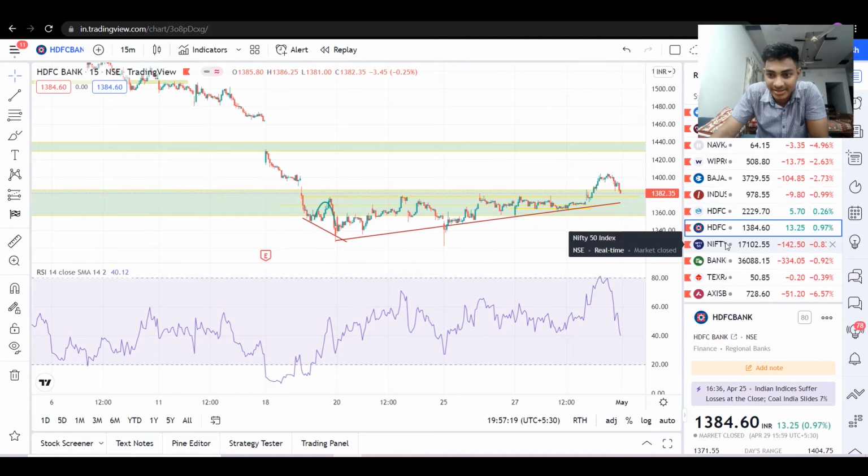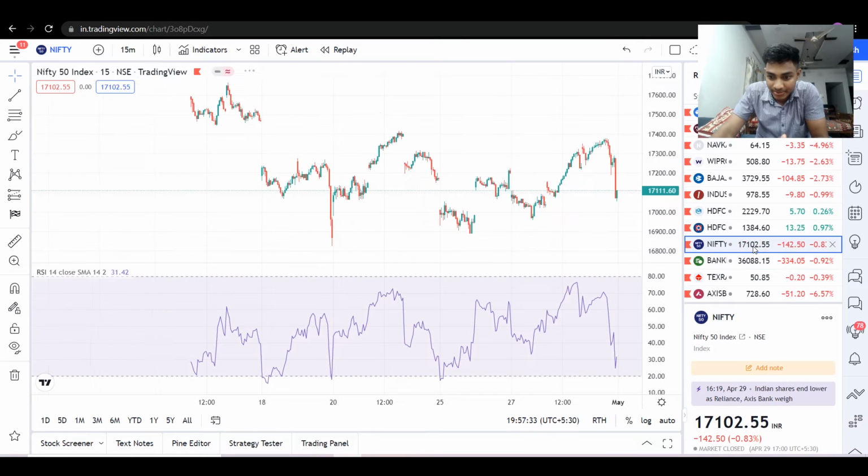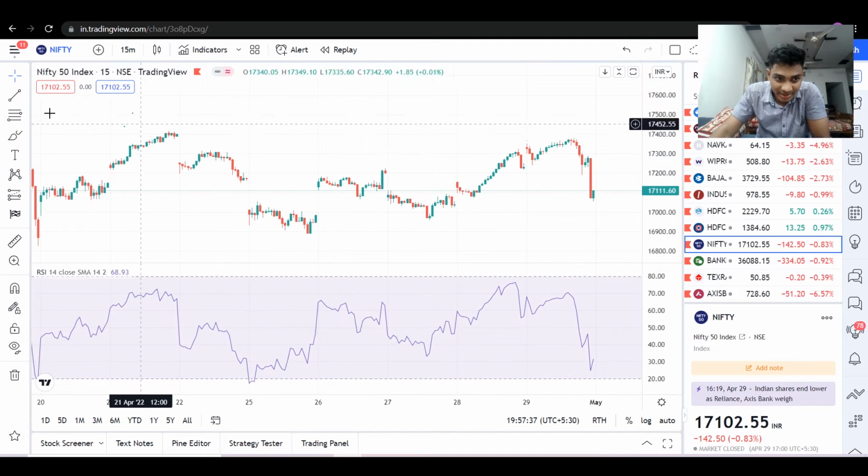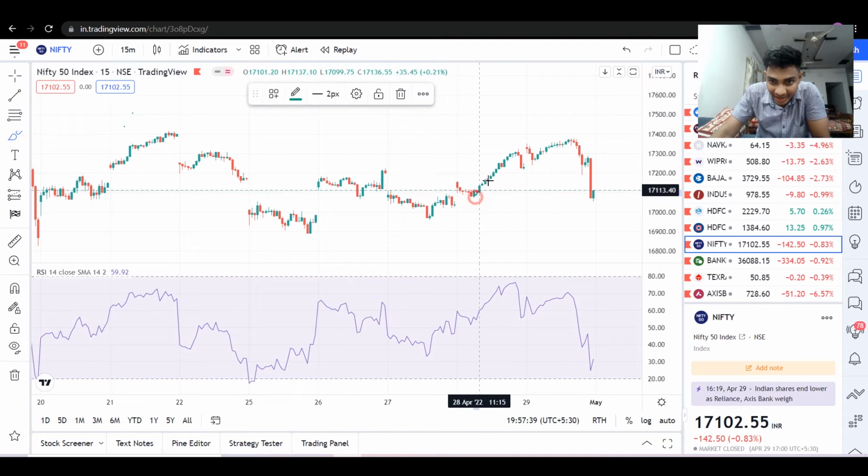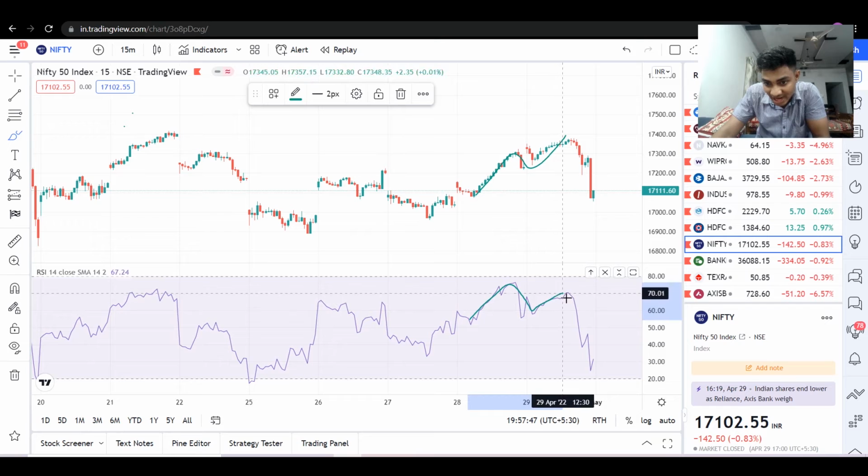So going to the next stock, that is in Nifty. Going to the next type of divergence, that is the bearish divergence. This divergence happened today in Nifty, that is on 29th April. Alright. Now if you just see, Nifty is forming a higher high kind of a pattern. Correct. Now what is RSI doing? RSI formed a higher high, but later on you can see that the momentum is gradually falling down.